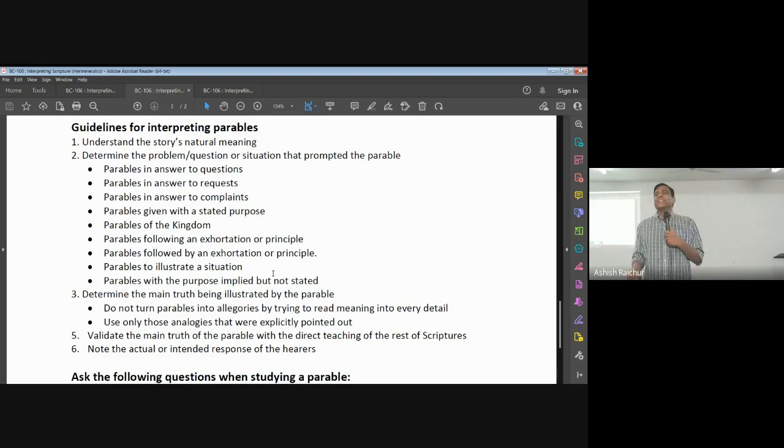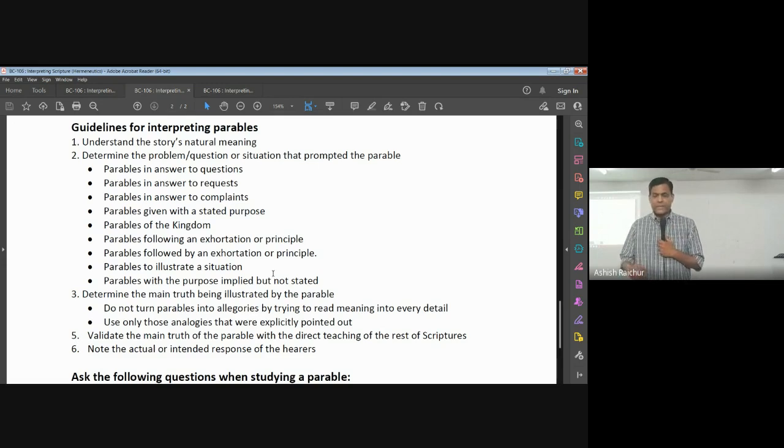That's not the point. He's not talking about little numbers, 7 times 70. He's basically saying that just as immeasurably, without measure, God has forgiven us, that way we have to forgive others. So that's the point of those stories. When you understand the context, it helps us interpret the story correctly.